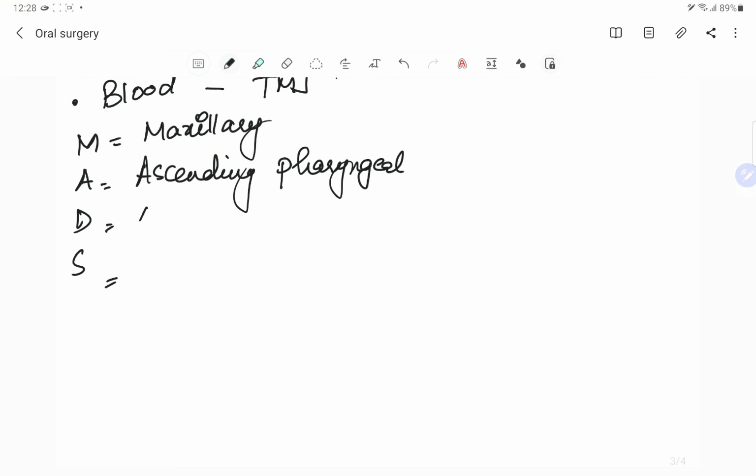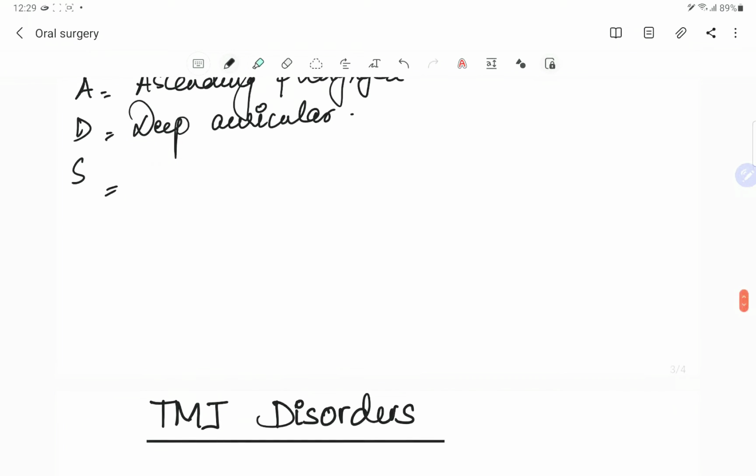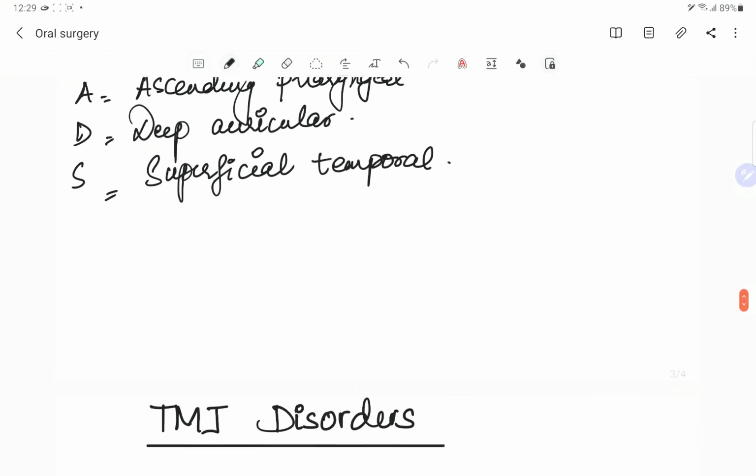Then the D is deep auricular and S is the superficial temporal. So, MADs are the blood supply of the TMJ: maxillary, ascending pharyngeal, deep auricular and the superficial temporal artery.